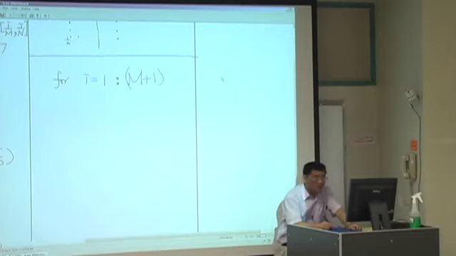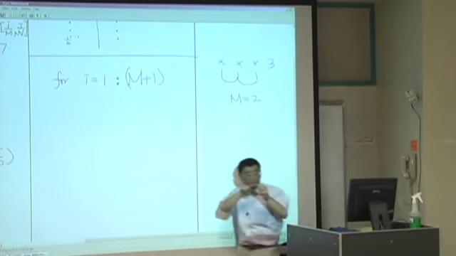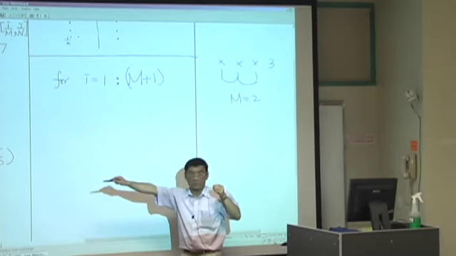Do you follow me? Assume that we have two subuniverses, right? We have two subuniverses, then the points numbers are 3, right? So we should go all the way from 1 to m plus 1.